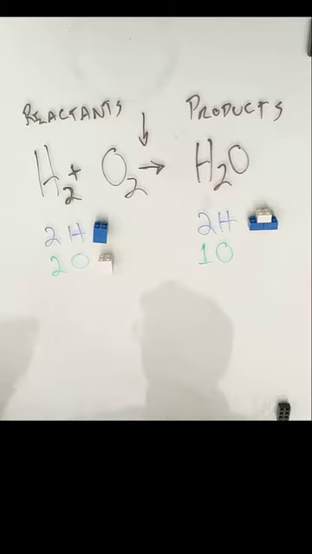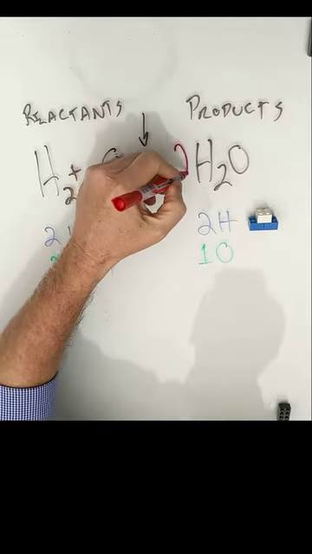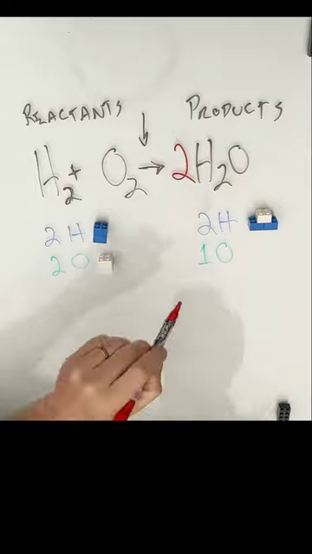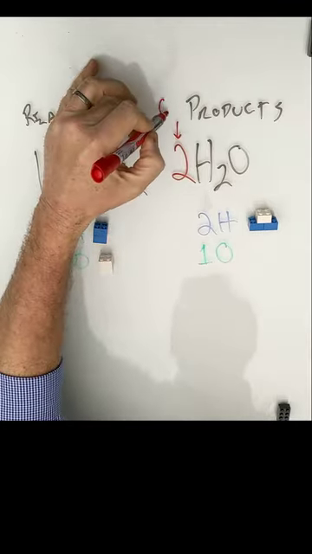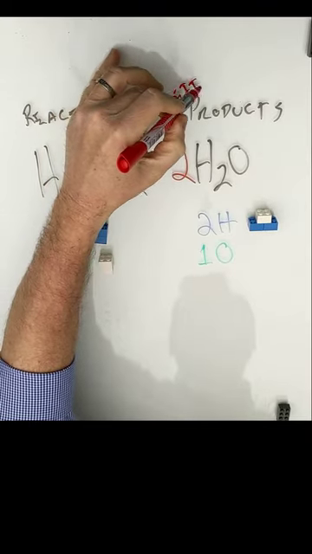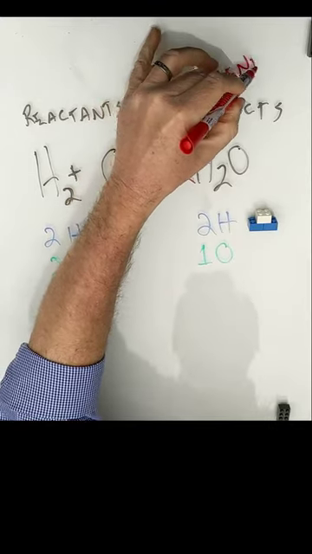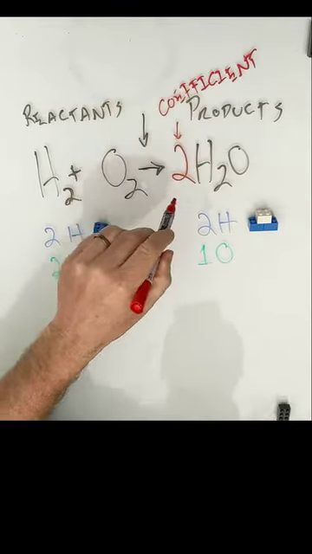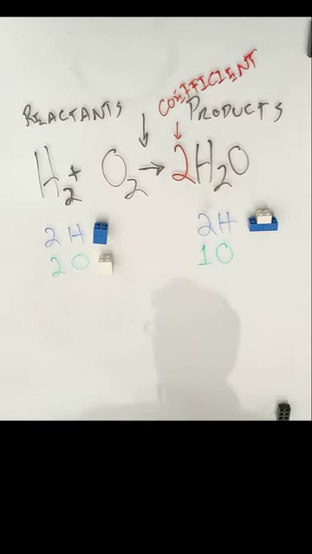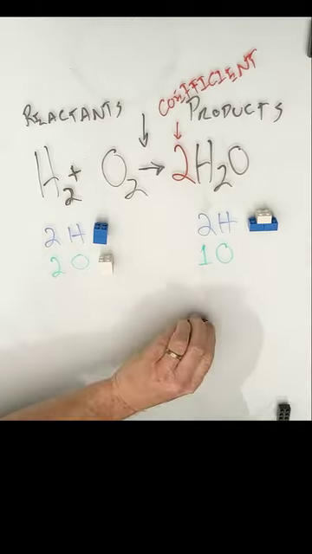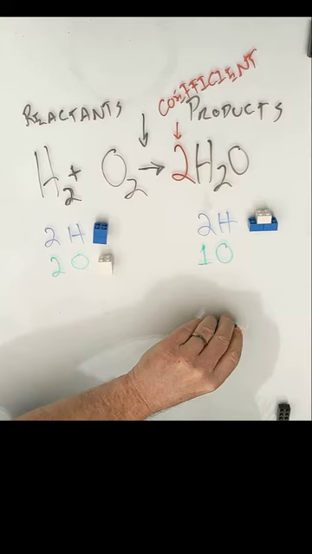So if we took, for example, the water molecule, and you said, well, what if I had 2 water molecules? This number here is called a coefficient. It's a number that we put in front of a substance in an equation, and it means that there are 2 water molecules. So if I now look at that, make another water molecule, another H2O.